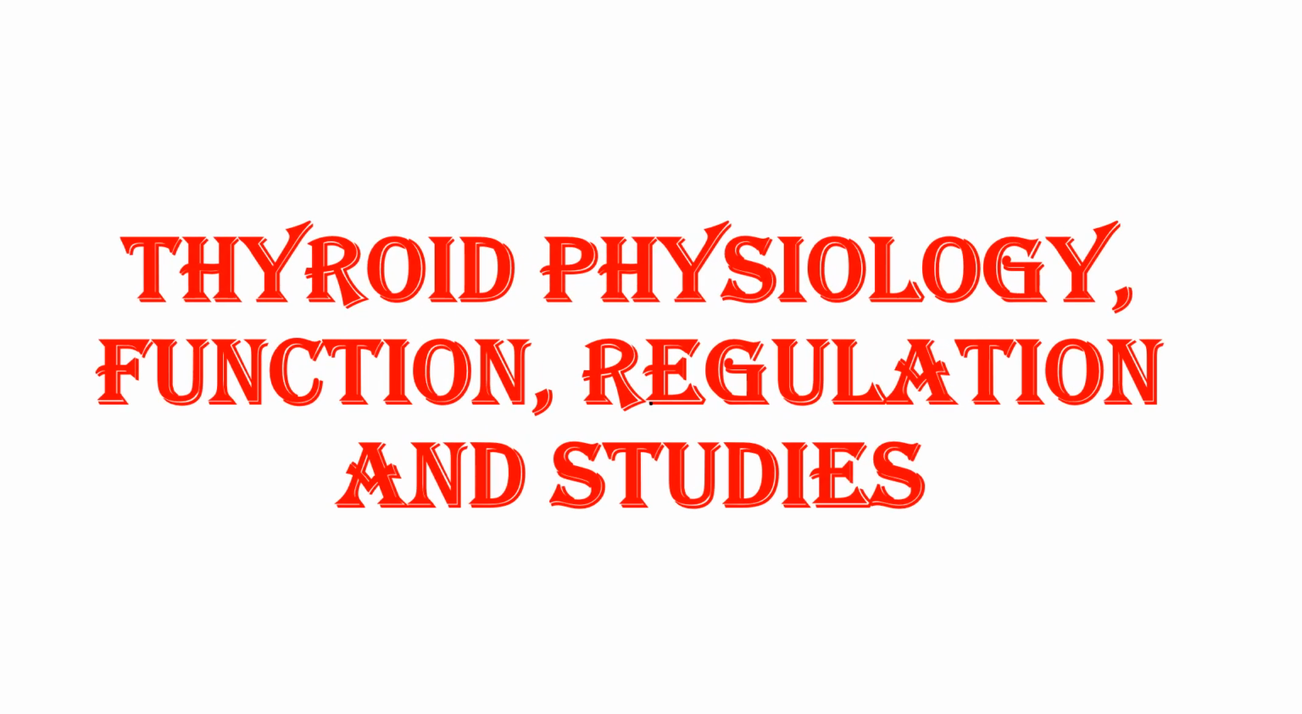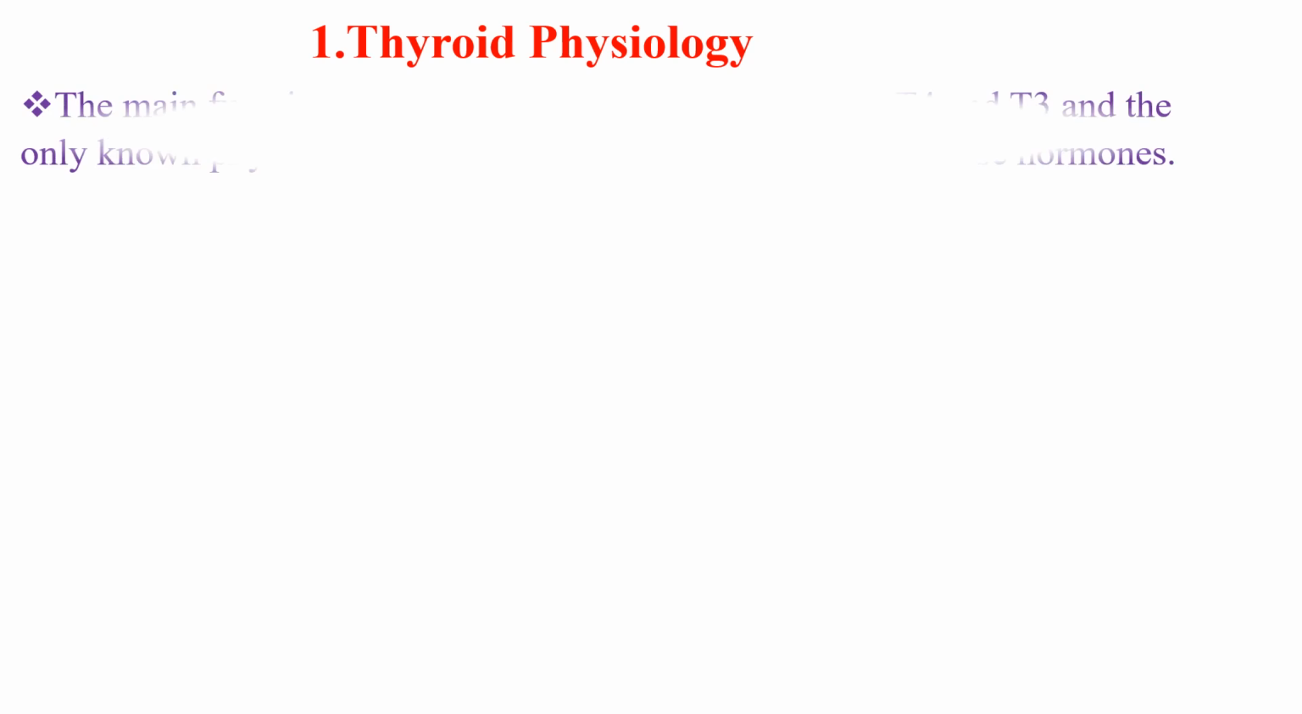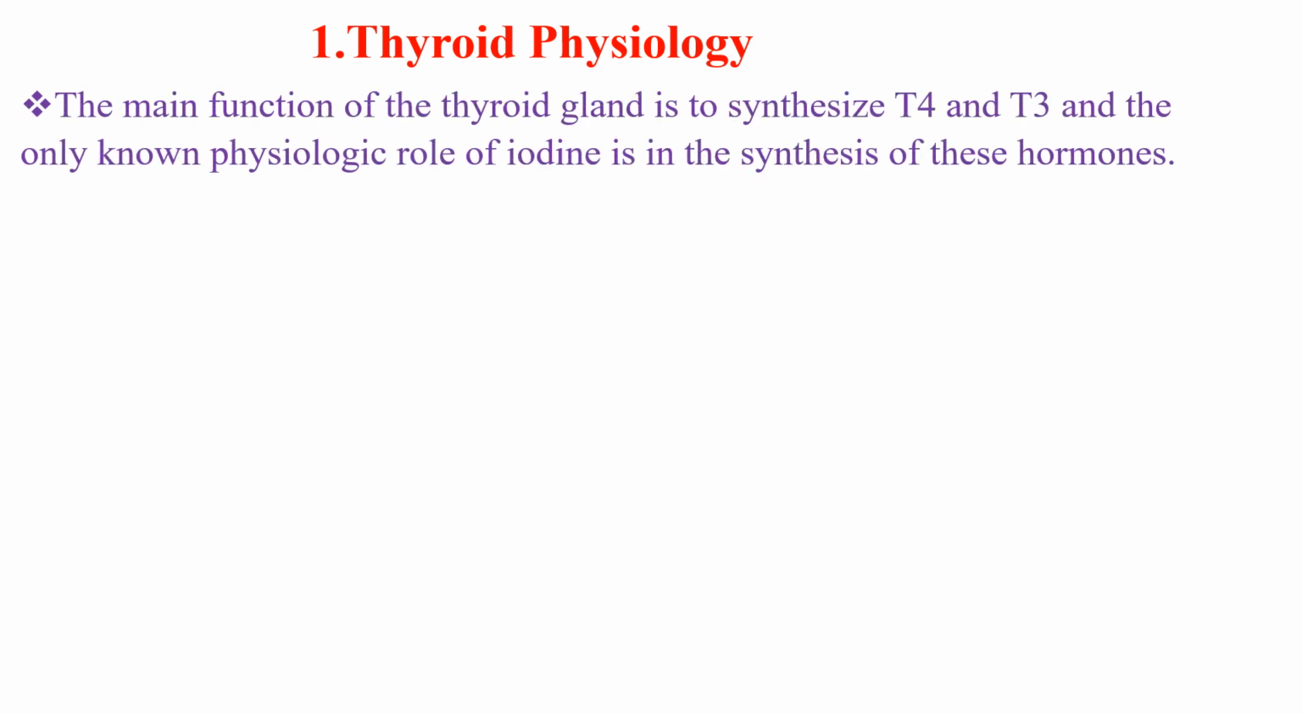In this lesson, I will discuss thyroid physiology, function, regulation, and the thyroid function tests or thyroid studies. To start with thyroid physiology, the main function of the thyroid gland is to synthesize T4 and T3, and the only known physiological role of iodine is in the synthesis of these hormones.